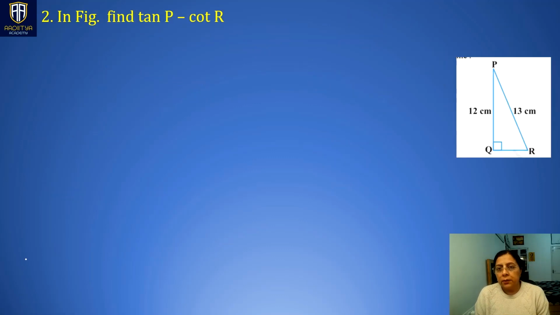Next question is, in the given figure, you have to find tan P minus cot R.